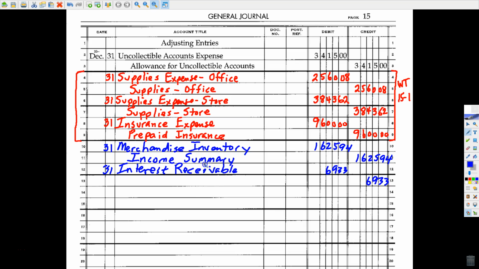Okay, anybody want to give me a guess on what the credit will be? I'll give you a hint. It's an other income account. It's not typical revenue because we're not in the business of interest; we're not a bank. We don't make money off of other people's money. Yes, this is interest income.